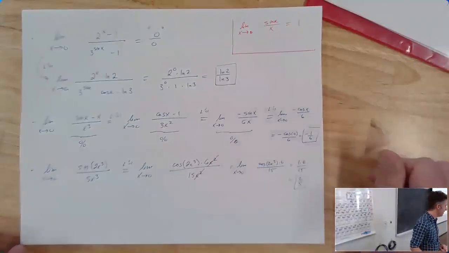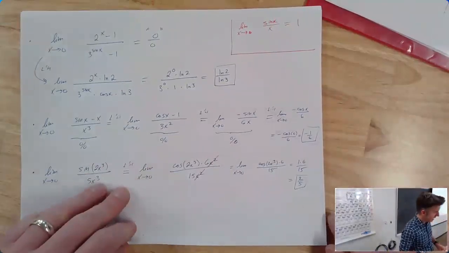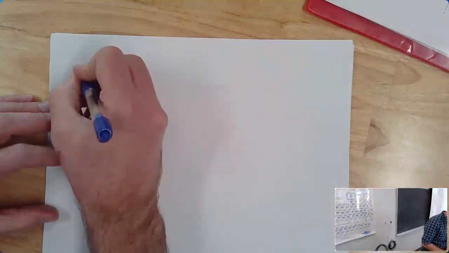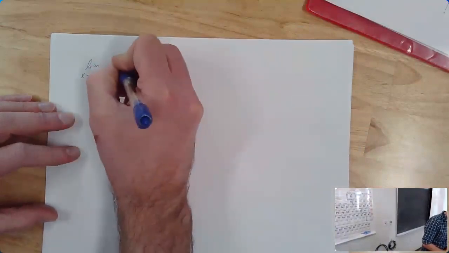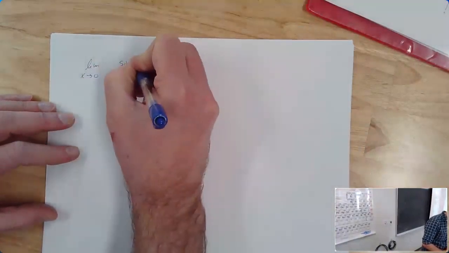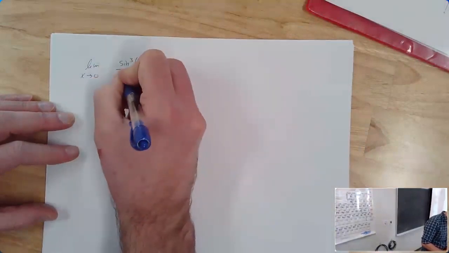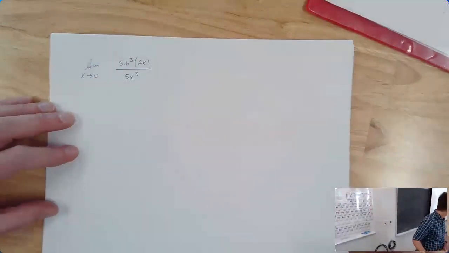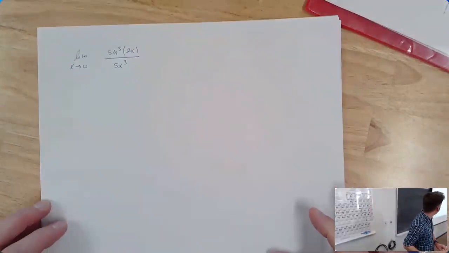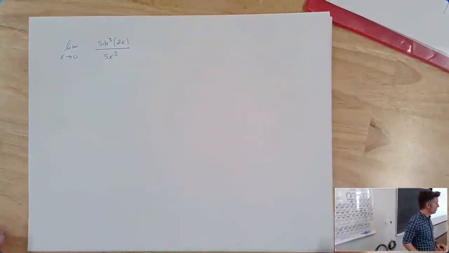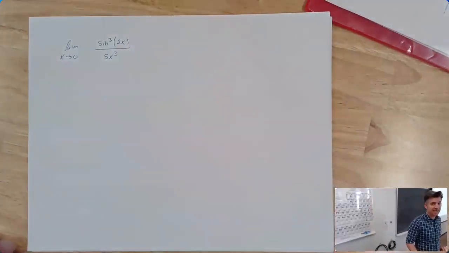But that's not the question I actually meant to ask. Here's the question I meant to ask. The limit as x approaches 0 of sine cubed of 2x over 5x cubed. And all that problem looks innocuously similar. It is definitely very, very terribly different.